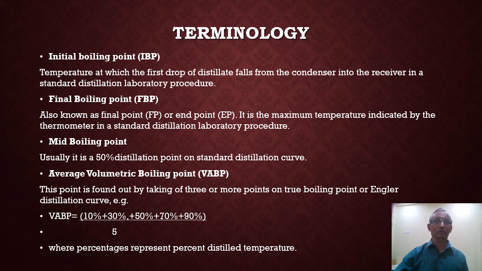Initial boiling point is nothing but the temperature at which the first drop of distillate falls from the condenser into the receiver in the standard distillation laboratory procedure. Final boiling point, also known as final point or end point, is the maximum temperature indicated by the thermometer in the standard distillation laboratory procedure.